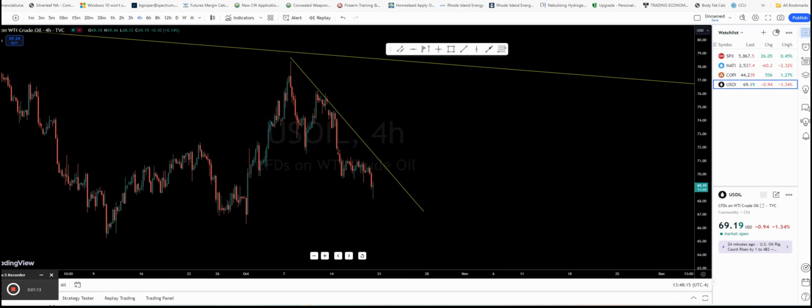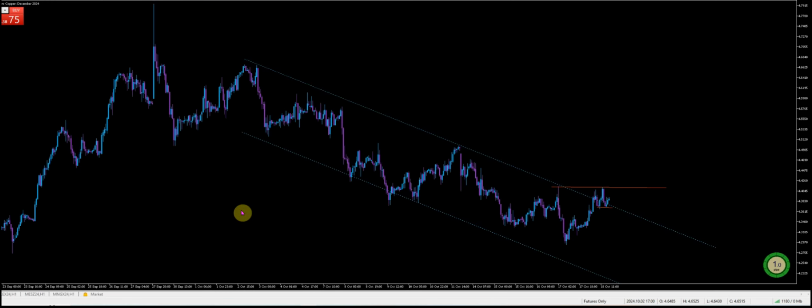So let's just jump right in. This is copper, the 1 hour chart of December copper. You can see last night price was trending up back towards this line, and I was saying that I was potentially looking for a sell signal to take this short again.